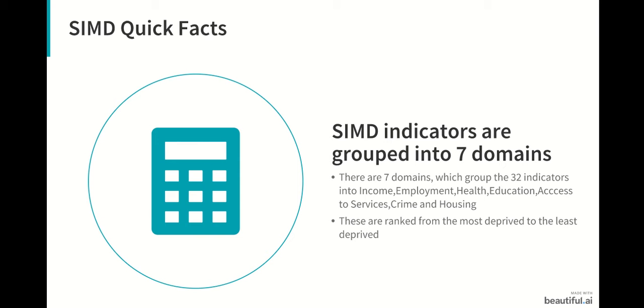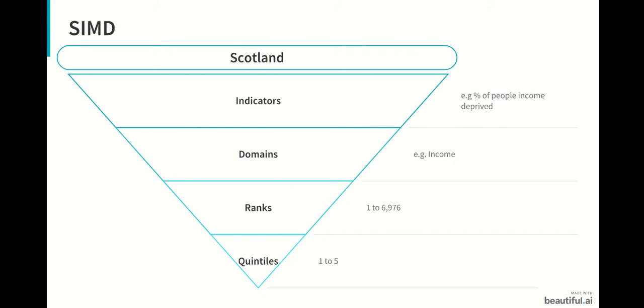Each of these domains within each data zone across Scotland are ranked from the most deprived to the least deprived. So, across Scotland's 6,976 data zones, 32 indicators are gathered and grouped into domains. These are all ranked together, and from that they can be split into quintiles or even deciles or vigintiles. Each domain has its own overall quintile and rank, but there is an overall rank and quintile which represents a summary of the domains, and this is what is commonly referred to in publications from the likes of Scottish Government or even within local authority reports.